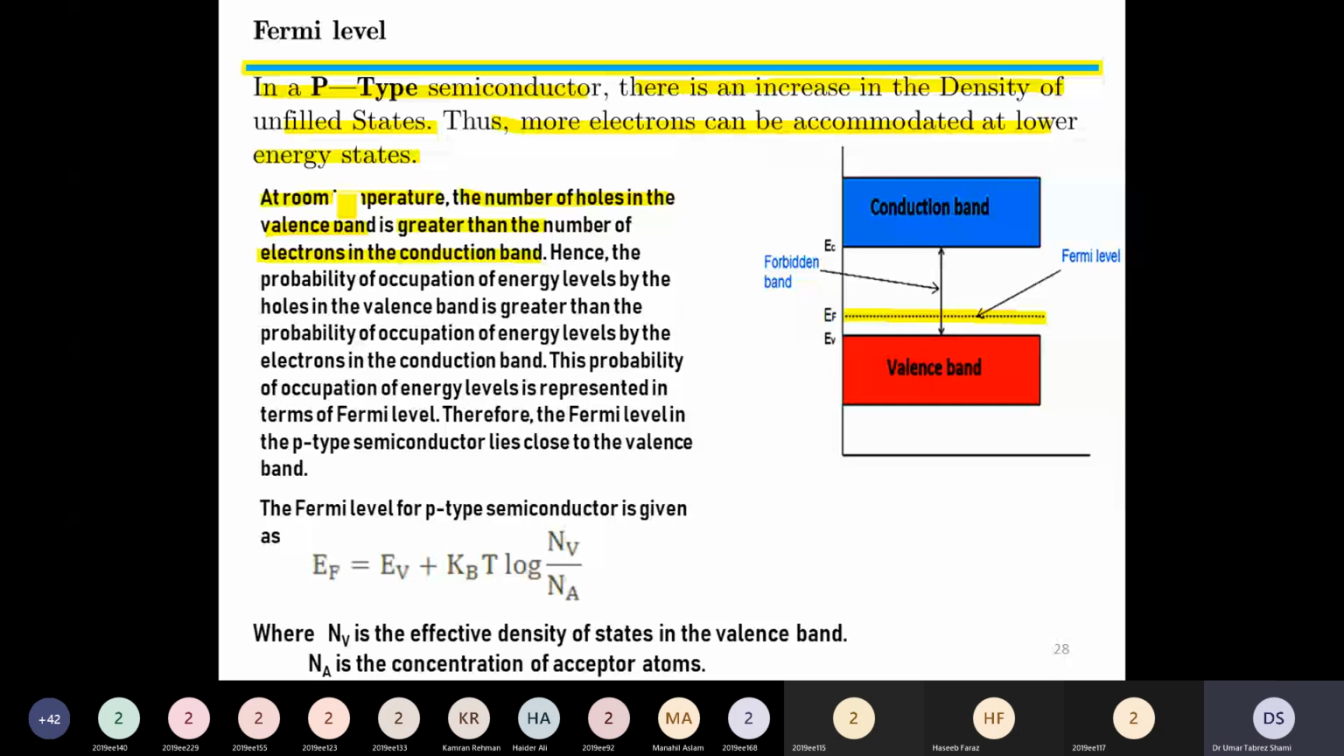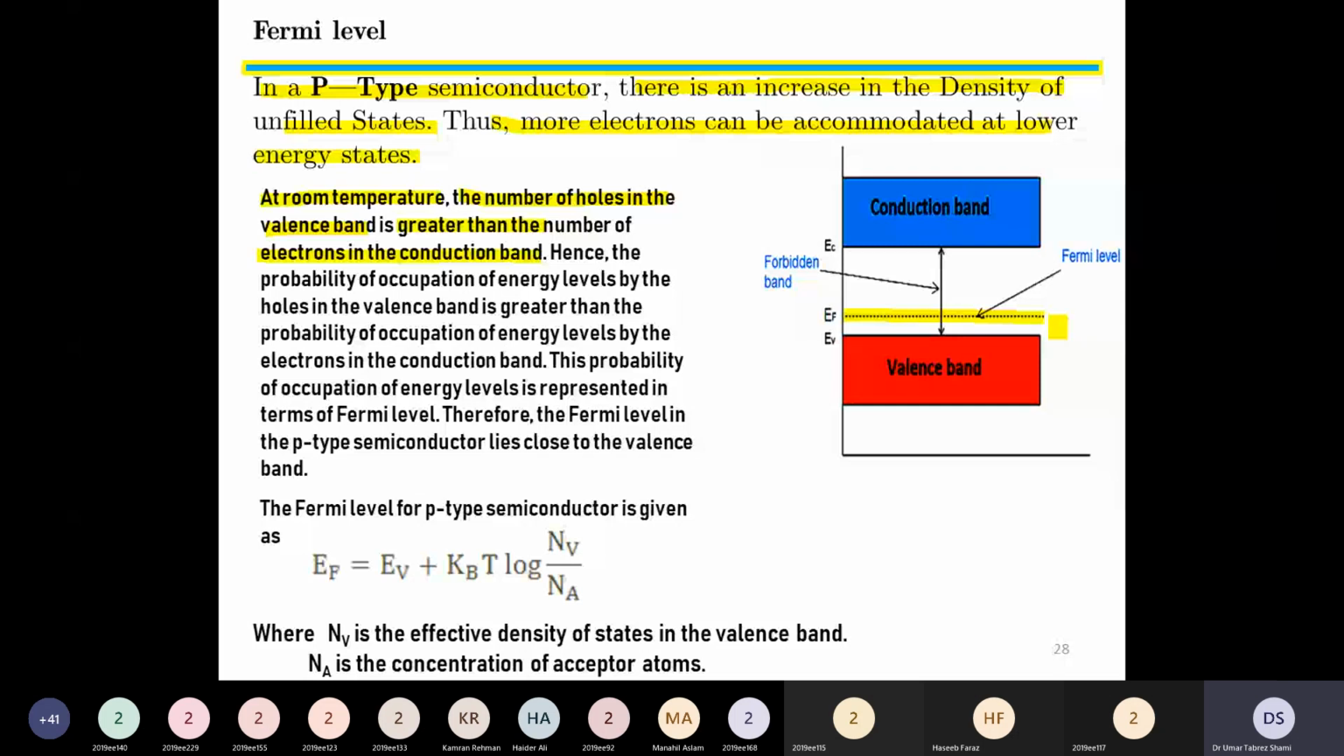Chances कि आपके chances क्या हैं फिर कि valence band में occupation of energy level by holes is greater than the probability of occupation of energy levels by electron in the conduction band. उसकी ज़्यादा है. This probability of occupation of energy level is represented in terms of Fermi level. इस probability को आप शो कैसे करते हैं?